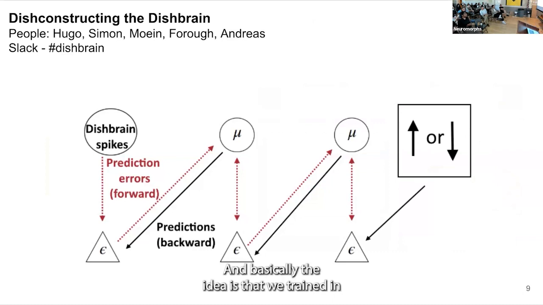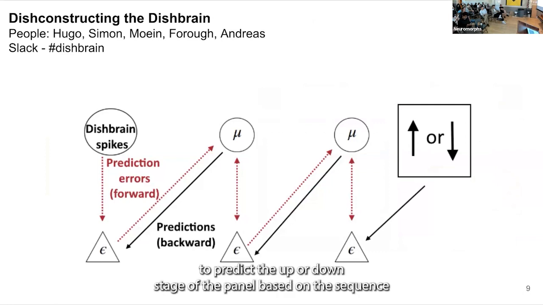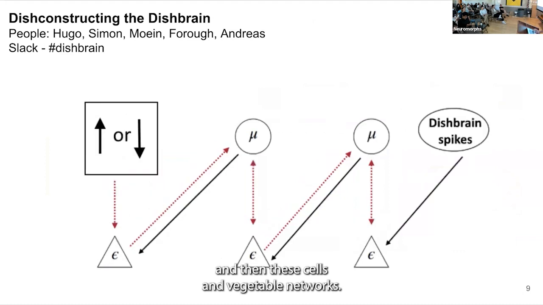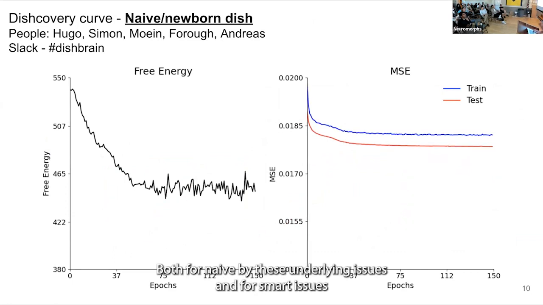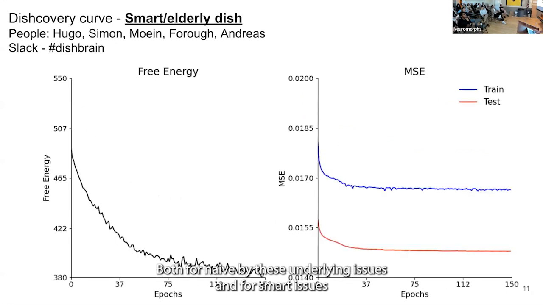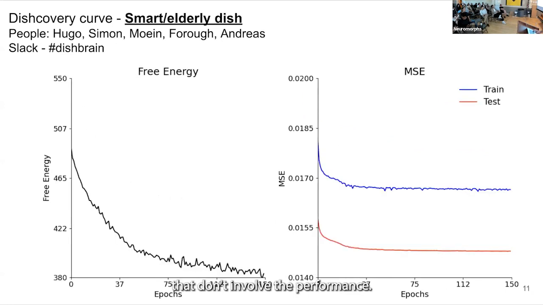Basically, the idea is that we train a multi-layer predictive coding neural network to predict the up or down state of the paddle based on the input spikes that we're recording by the people at Cortical Lab. And then these are self-invertible neural networks. So once you add that, you can just say up or down to the network, and it's going to feed you back spikes. It's a very nice problem that converges very nicely, both for naive, unlearned dishes, and for smart dishes that have learned how to play Pong.